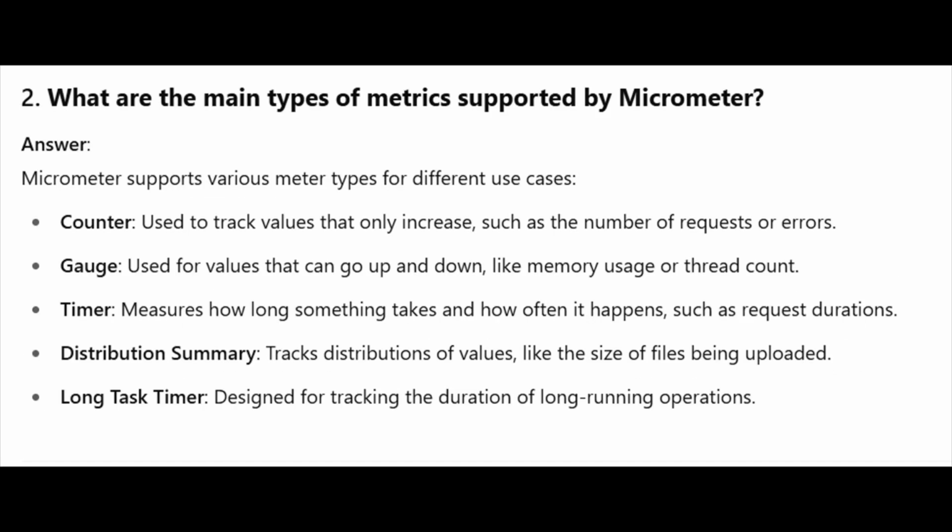2. What are the main types of metrics supported by Micrometer? Answer. Micrometer supports various meter types for different use cases. Counter, used to track values that only increase, such as the number of requests or errors. Gauge, used for values that can go up and down, like memory usage or thread count. Timer, measures how long something takes and how often it happens, such as request durations. Distribution summary, tracks distributions of values, like the size of files being uploaded. Long task timer, designed for tracking the duration of long-running operations.